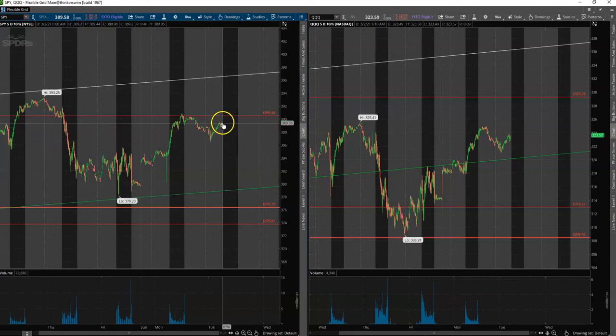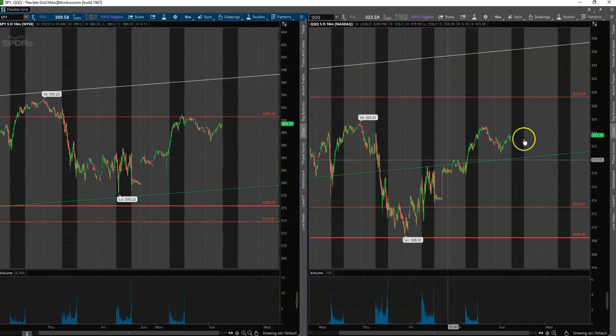So if we do get that pull, just look for a little bit of a pullback down here towards this 386, 385 level. Qs right back down here towards this 320, 321 level, and we'll start looking for bottoming and the bounce through from there. If we do pop up, we'll let it pop up, consolidate for a little bit, and then we'll look for that nice push afterwards.